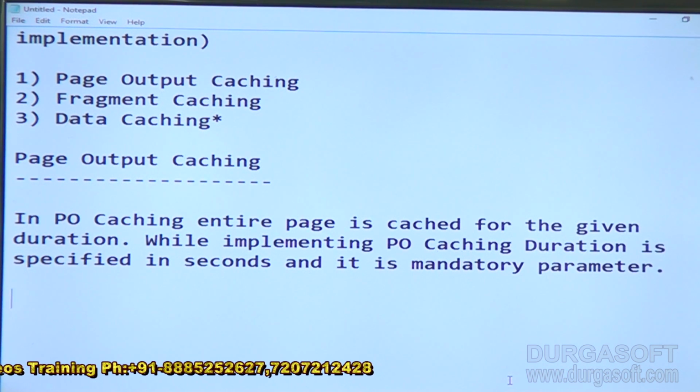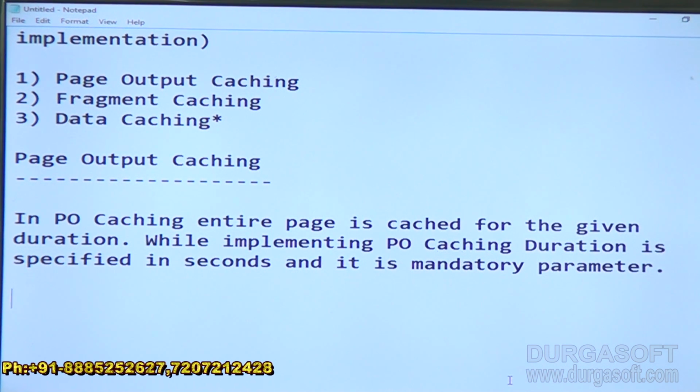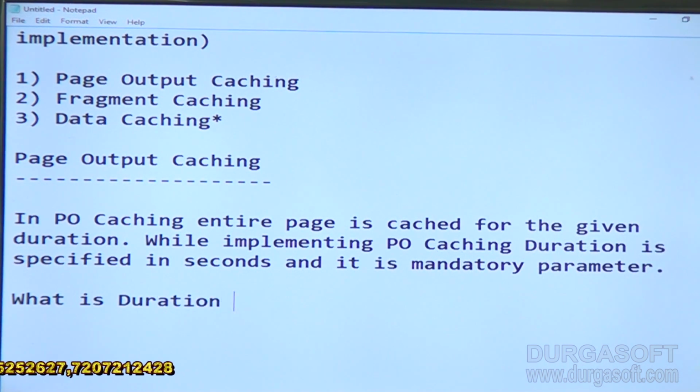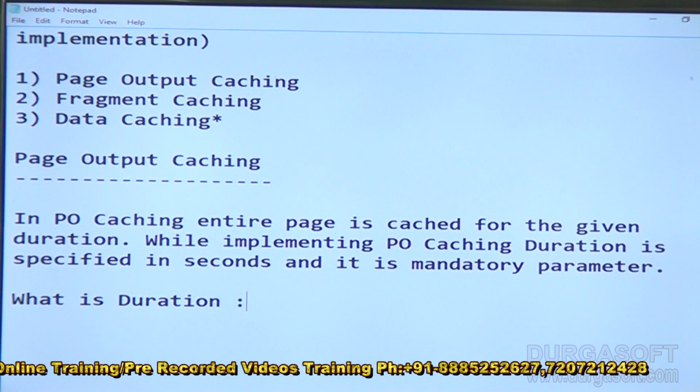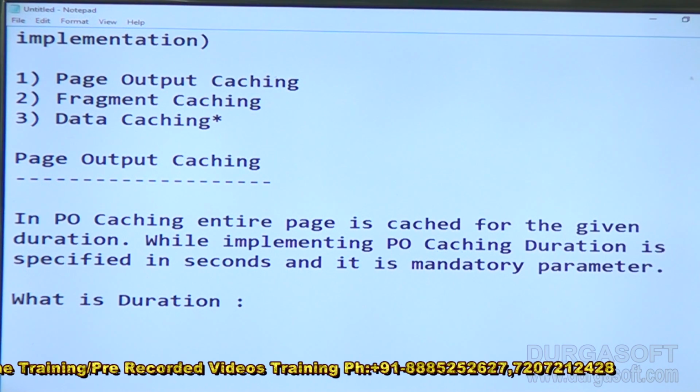Anybody? There are two things that you can think of a little. One is why they have given it in seconds. First of all, what is duration? That is very important. Duration here is, let us say, 60 seconds. What is that 60 seconds? You are caching, no? Are you caching or not? Till 60 seconds that cached data will be there. After 60 seconds it will expire.